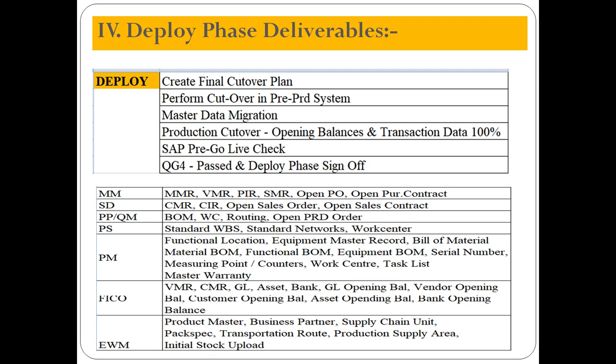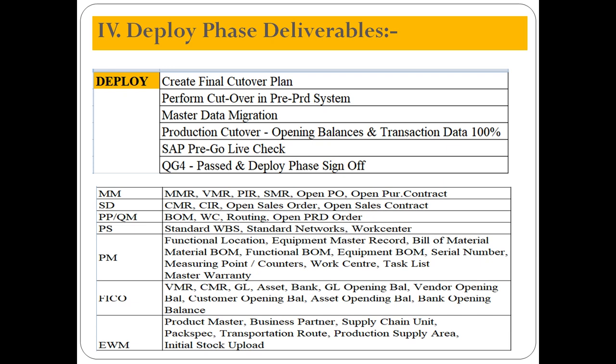I have given the cutover objects for all modules here. In the SD module, we have customer master, customer info record, open sales order, open sales contract. Same with PP and QM: bill of material, work center, routing, open production order. For the PS module, we have standard WBS, standard network, work center. In FICO, vendor master, customer master, GL, asset, bank, GL opening balance, vendor opening balance, customer opening balance, asset opening balance, bank opening balance. And in EWM, we have product master, business partner, supply chain unit, pack spec, transportation route, production supply area, initial stock upload. This initial stock upload will come for the MM module also. If there is no EWM, then it is taken care of by the MM module.